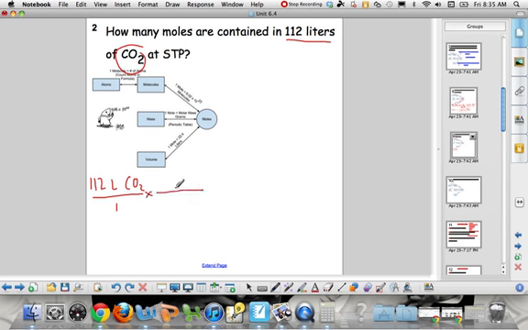And you know what goes on the bottom. Whatever unit I have up here, it goes down here. Remember, you're not bringing the numbers down. You're just bringing the units. And the units are liters of CO2. So I'm putting that down on the bottom.